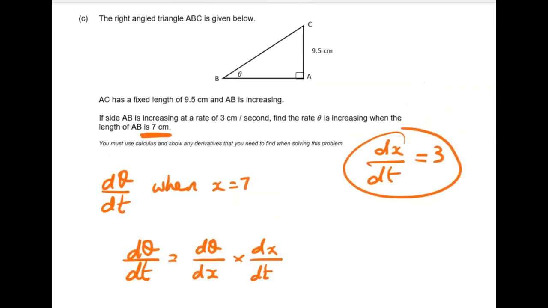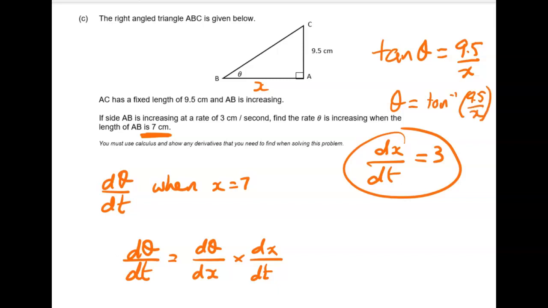Now let's have a look at what theta is. Well, we've got x in here. So we can write that tan of theta is equal to 9.5 over x, opposite over adjacent. The problem with looking at this straight away is that then we have to do theta is equal to tan inverse of 9.5 over x. Now, as I said at the very start, if you're doing A-level, then we do know how to differentiate that function, but it's kind of a messy way to do this problem.